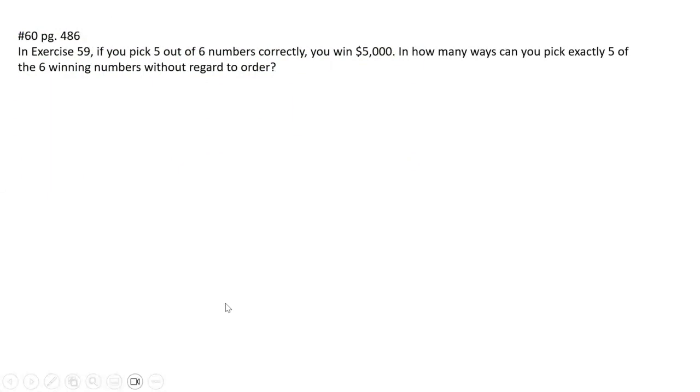Now this is number 60. It says in exercise 59, if you pick 5 out of 6 numbers correctly, you win 5,000. In how many ways can you pick exactly 5 out of the 6 winning numbers without regards to order? That means combination, right? Okay, now, so we're going to pick 5 out of 6. So it's going to be 6 combination 5.